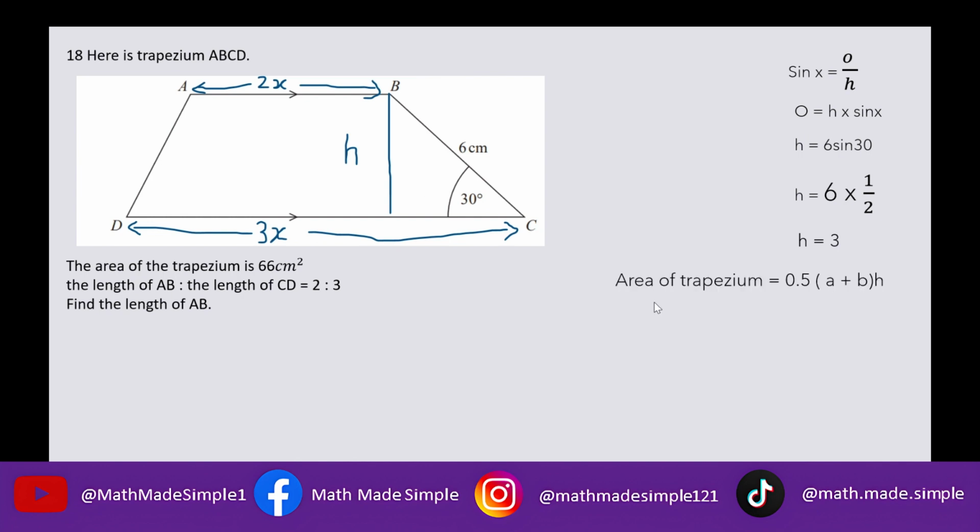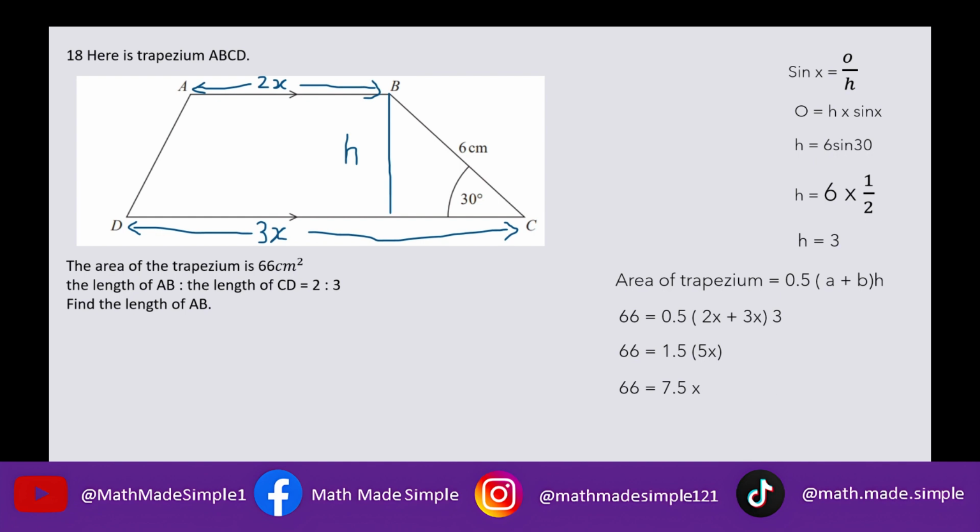So the area of the trapezium is 0.5 or half A plus B, A and B being two parallel sides, times by the perpendicular height H. So I can substitute back in. So I know the area is 66, which equals 0.5, 2x plus 3x times by 3. So I can do 0.5 times by 3, which gives me 1.5, and 2x plus 3x equals 5x. So I can multiply 1.5 times by 5x, which gives me 66 equals 7.5x.